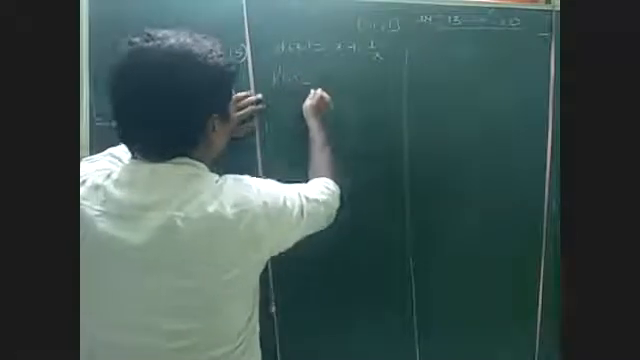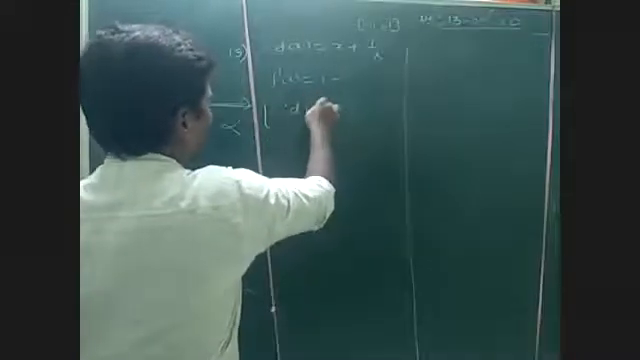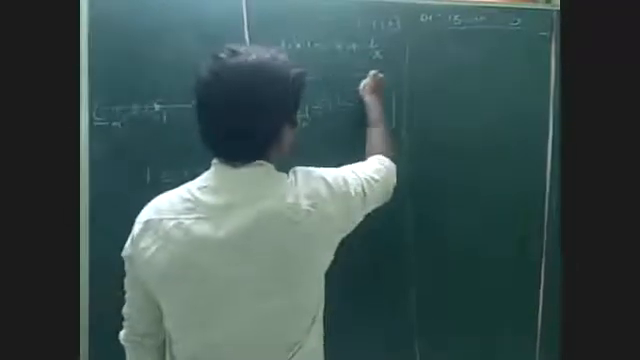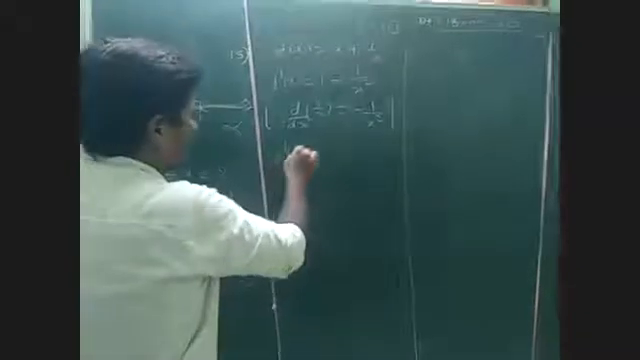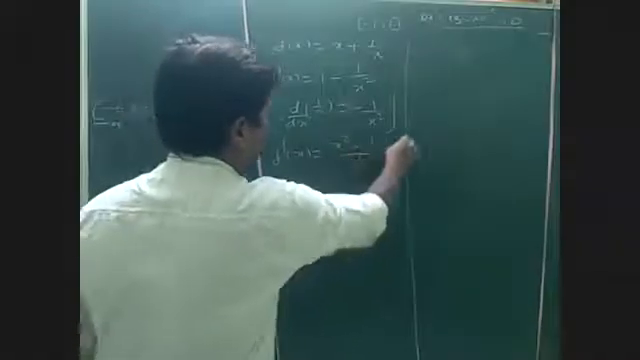Now differentiate. f dash of x is equal to the derivative of x, which is 1. What is the derivative of 1 by x? See how to remember: the derivative of 1 by x is -1 by x square. Remember this. So now f dash of x is equal to, taking the LCM, x square minus 1 by x square. Let us say this is 1.